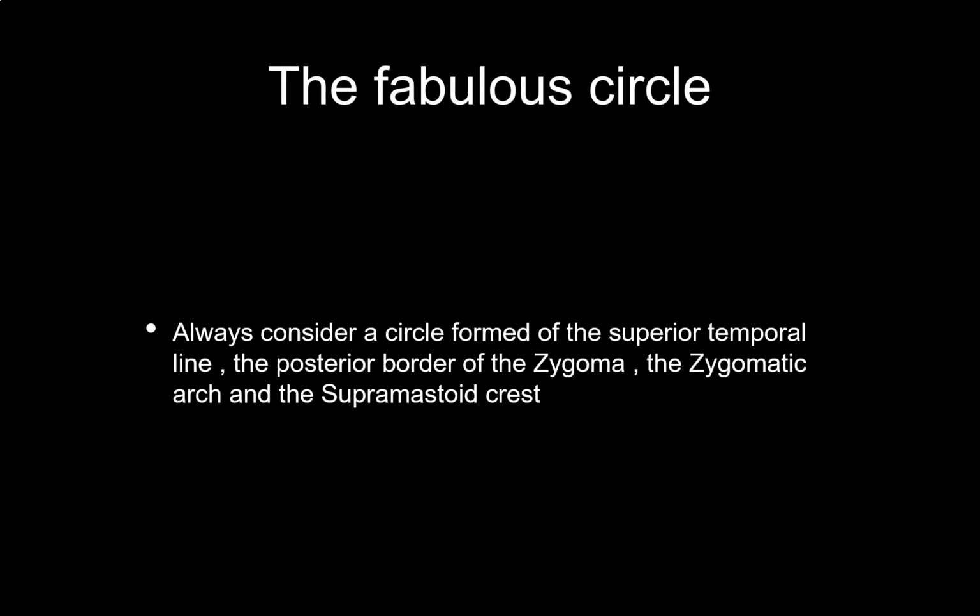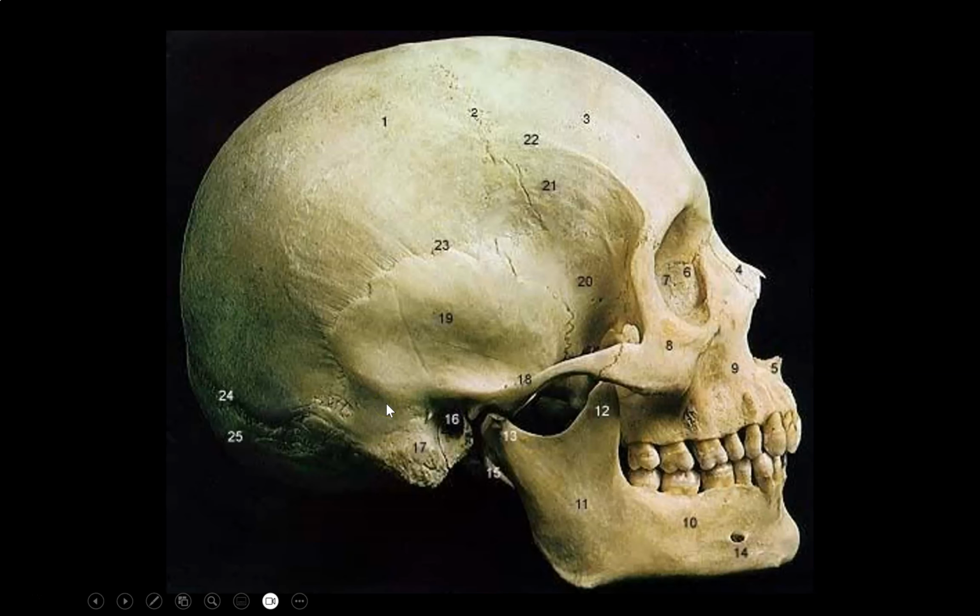There is a circuit which is not included in the anatomy. I am calling it the fabulous circle. It's for you to understand it, but actually in anatomy there is nothing called the fabulous circle. I am telling it to you so that you cannot forget it. It is a circle formed of the superior temporal line, the zygoma, the zygomatic arch, and the supramastoid crest.